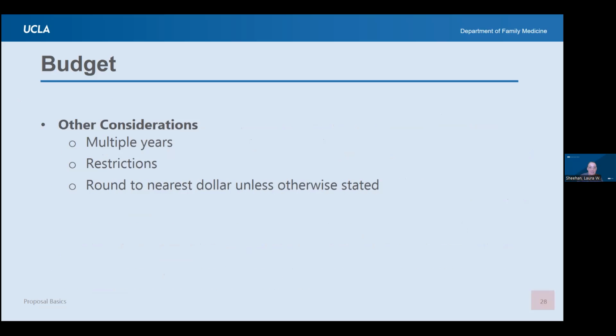All right. Other considerations that we don't have time to delve into deeply, but I wanted to point out: multiple years. Let's say you're asking for a computer in year 1, you're probably not going to ask for another computer in year 2, 3, 4, and 5. So your budget should likely be different from year to year, depending on the project. Make sure you've looked at the restrictions, read the guidelines so that you know what is and is not allowable. And for the most part, round to the nearest dollar, unless it says otherwise.